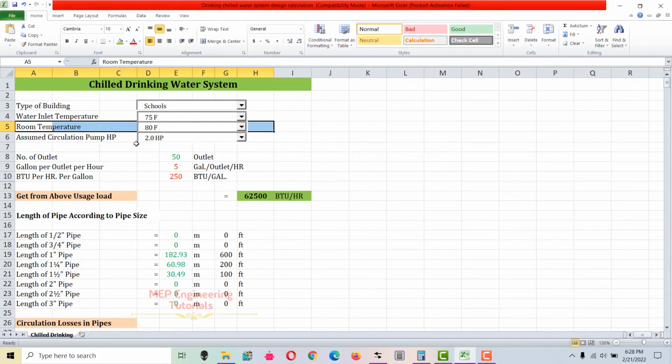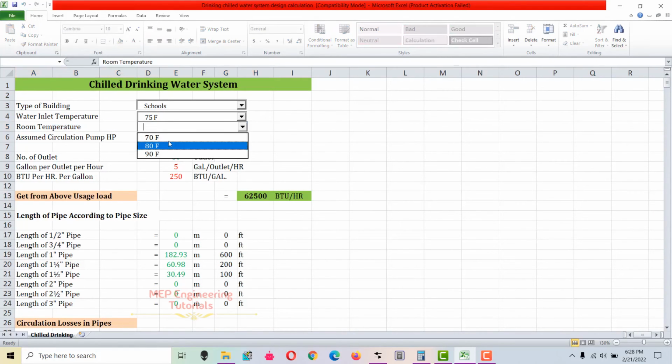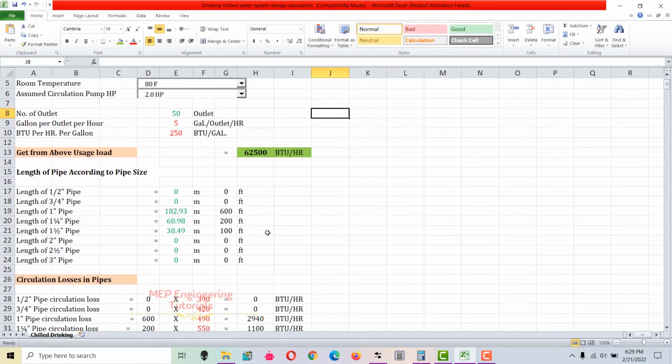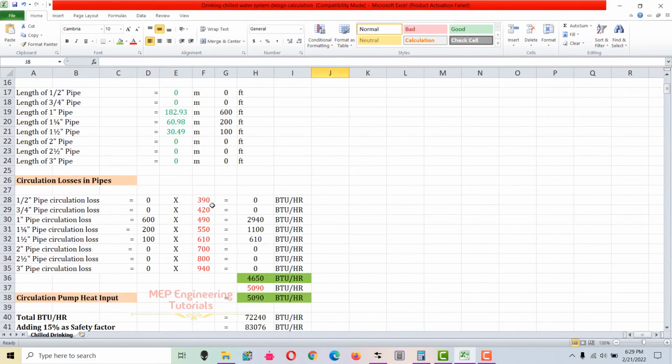So the drinking fountain area temperature which I have selected here has a total of 3 options: 70, 80 and 90 degrees Fahrenheit. Normally we are placing these at the corridors area, so I'm going to use 80 degrees Fahrenheit as the room temperature here. If you select 80 degrees Fahrenheit here, these values come up.